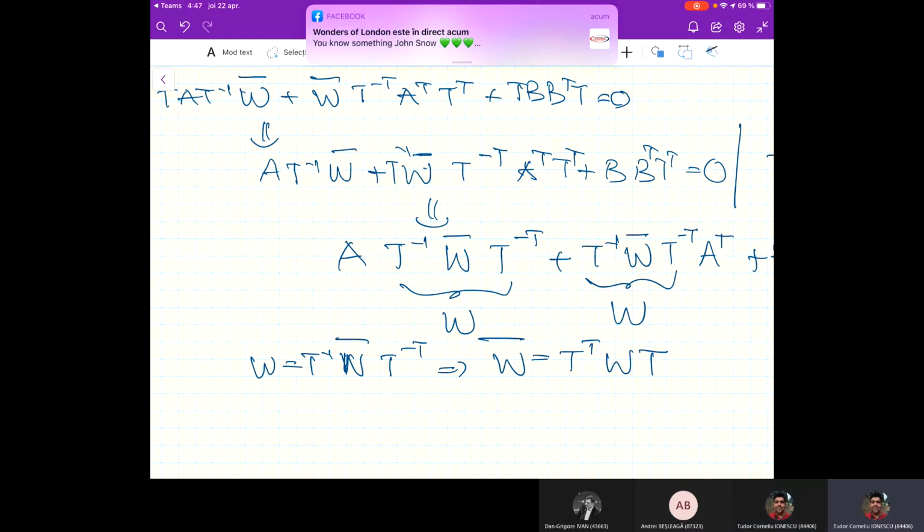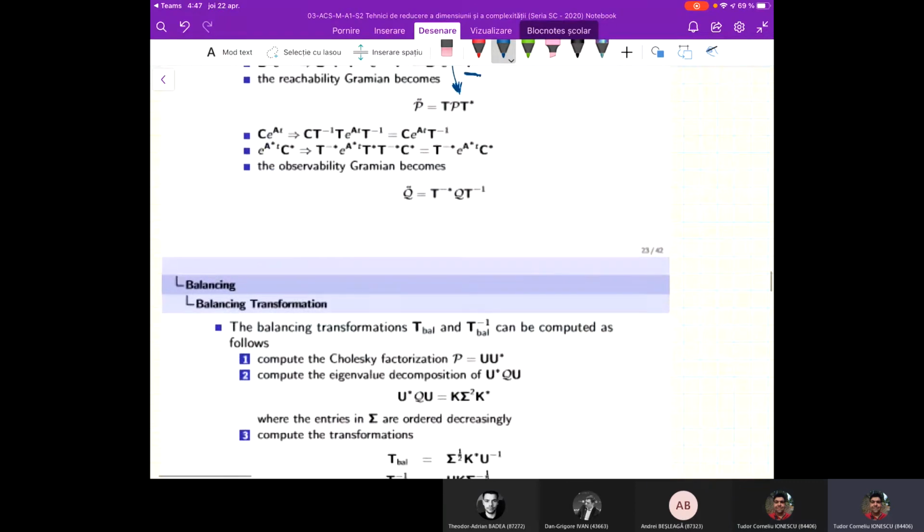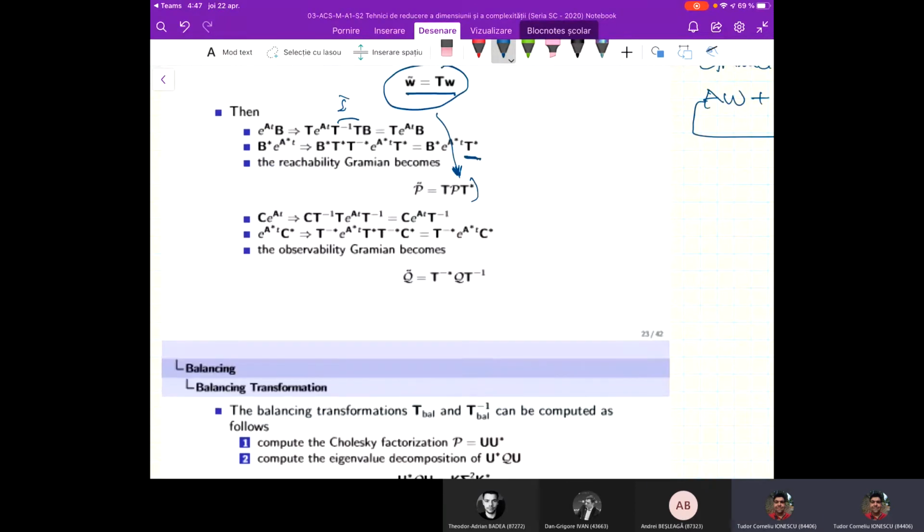Okay? Or not? No, sorry, T, W, T transpose. T, W, T transpose. Okay? Look, this. Okay? So this is the effect of the coordinate transformation on the gramians of the systems.